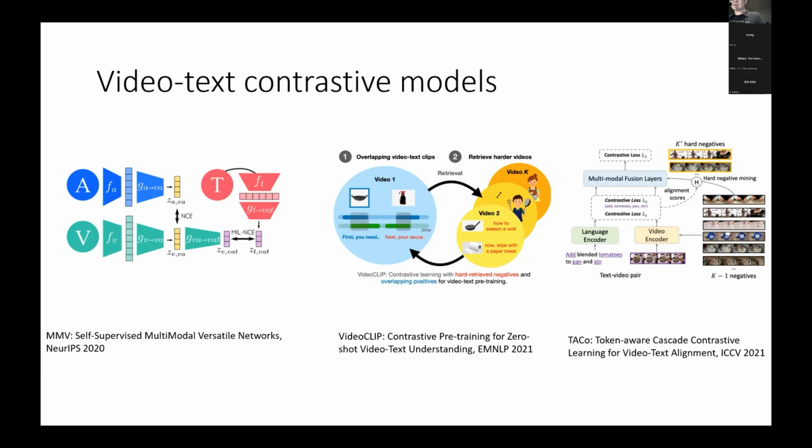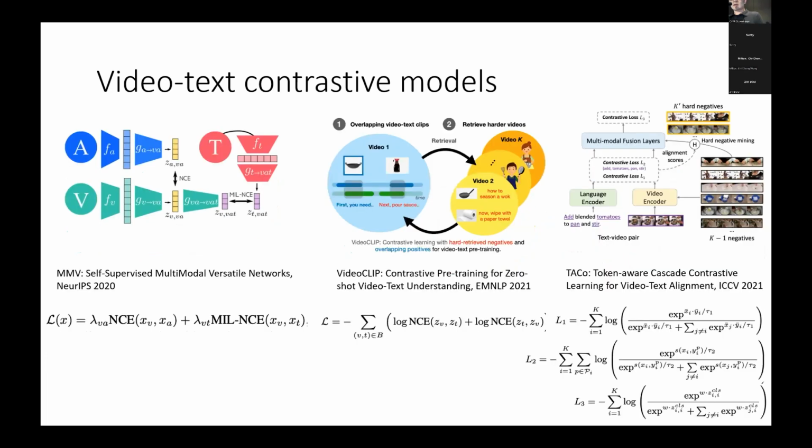On the right hand side, they went further to design 3 different types of contrastive losses. One is the sentence level contrastive loss, and also the token level contrastive loss, for example on the noun, verb, and adjective, and a third loss is for hard negative mining.